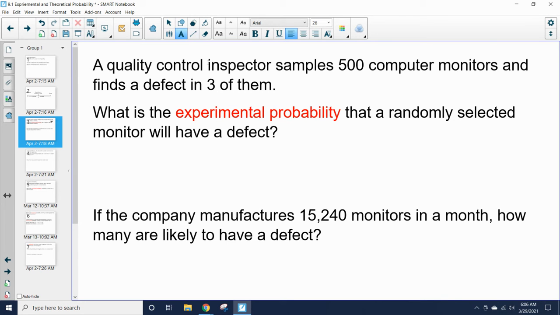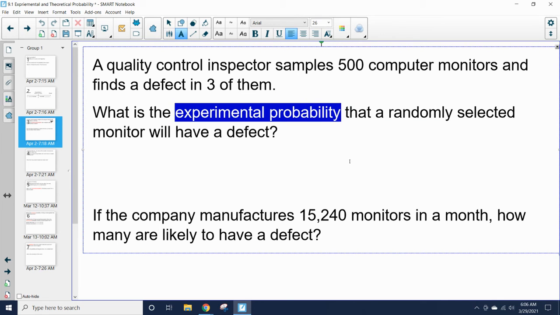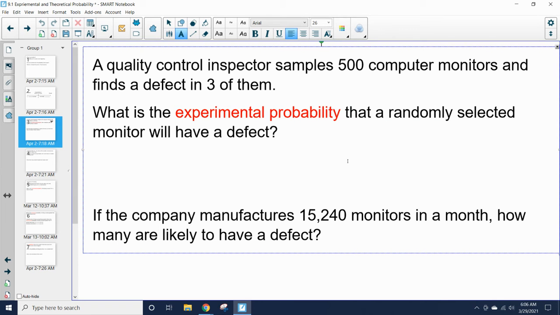So a quality control inspector samples 500 computer monitors and finds a defect in 3 of them. What is the experimental probability that a randomly selected monitor will have a defect? Now, we have 2 types of probability we're talking about today. Experimental probability is our first one. Experimental probability means that after looking at data or a result, or after performing some sort of experiment or observation, you have data that gives you information you can use to find probability. So we are looking for the experimental probability that a randomly selected monitor will have a defect.